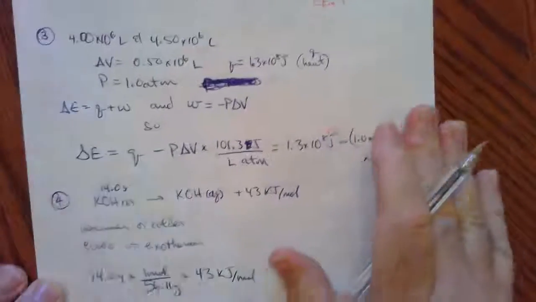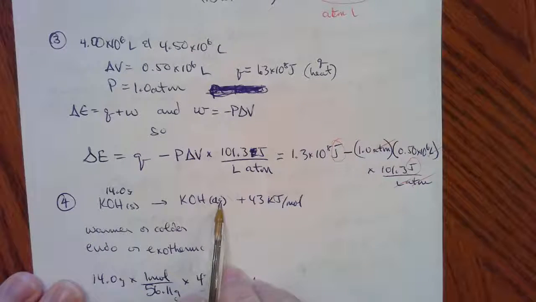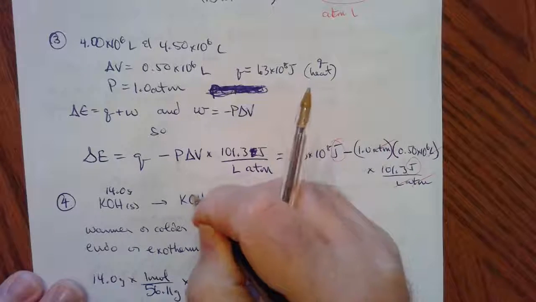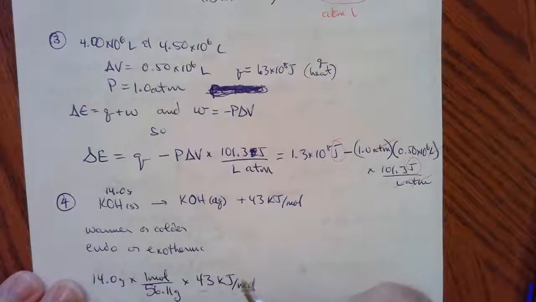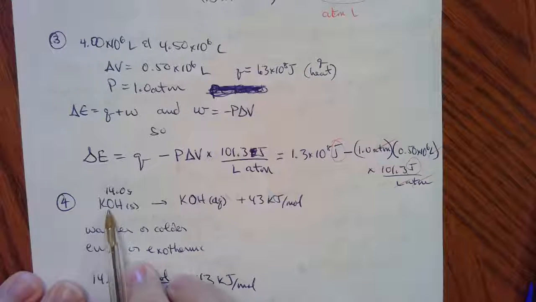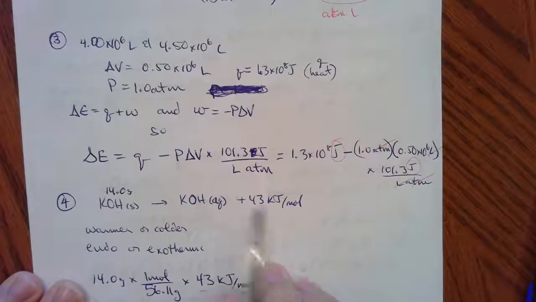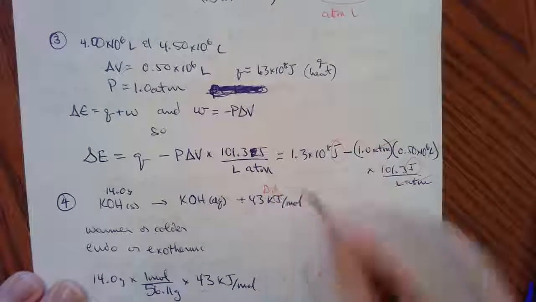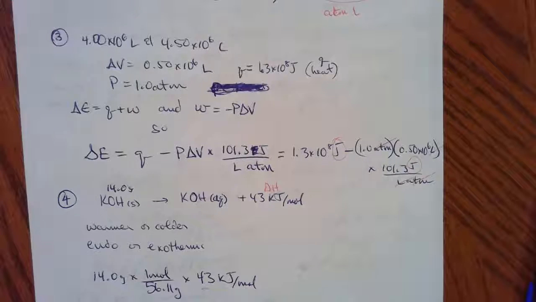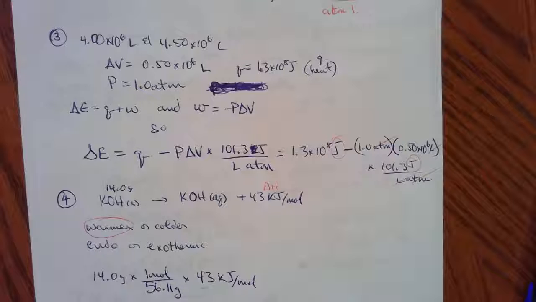Number four, we're turning solid potassium hydroxide into aqueous potassium hydroxide. Probably going to add water to make that happen. In the process of adding the water to the 14 grams of potassium hydroxide, it has 43 kilojoules per mole given off. That's your delta H figure, which is your heat term. If it's giving off heat, is it going to feel warmer or colder? Well, it's going to feel warmer. Does that mean it's endothermic or exothermic? Well, it's giving off heat, so that's exothermic.